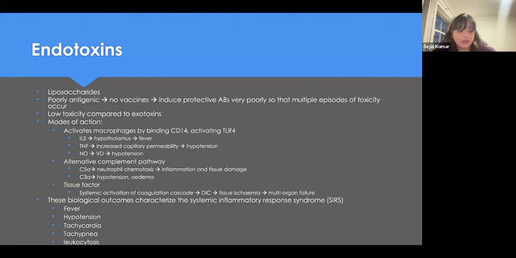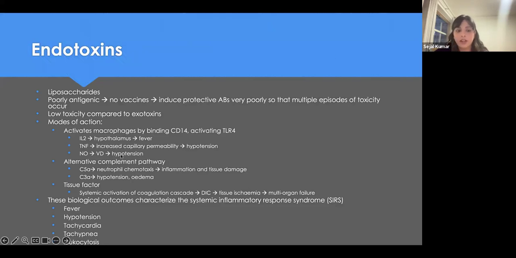And now on to endotoxins. So endotoxins are lipopolysaccharides. They're poorly antigenic, so you can't form vaccines against them because they induce protective antibodies really poorly. And multiple episodes of toxicity can occur. They have a lower toxicity compared to exotoxins, but they also can't be used in vaccines. So there are different modes of action for endotoxins, and you can actually make a really nice diagram with this. I remember that I made a really nice diagram in the exam for this.